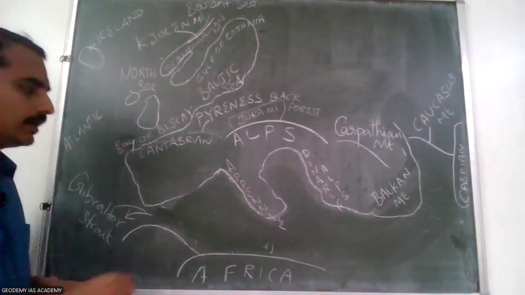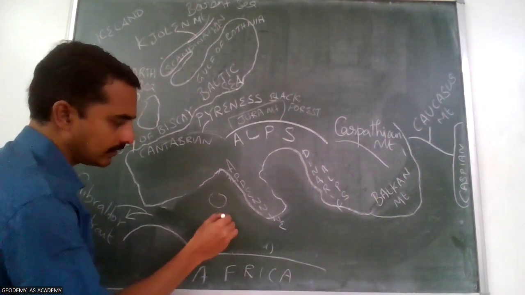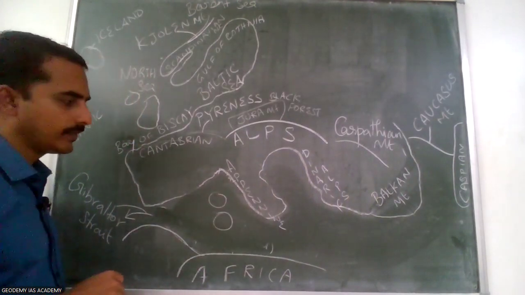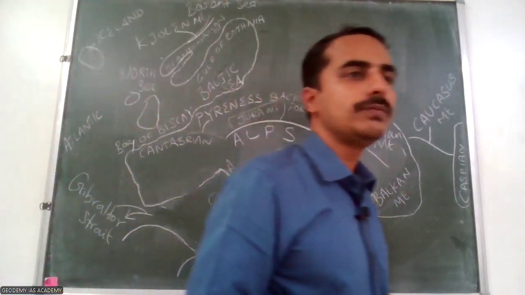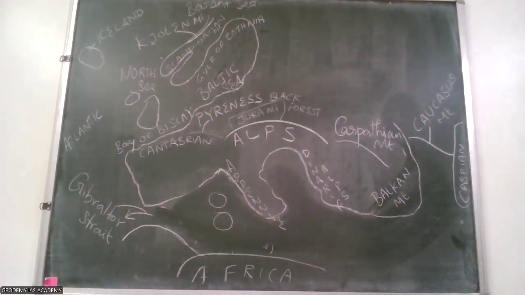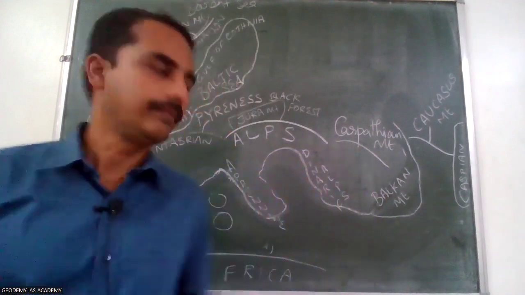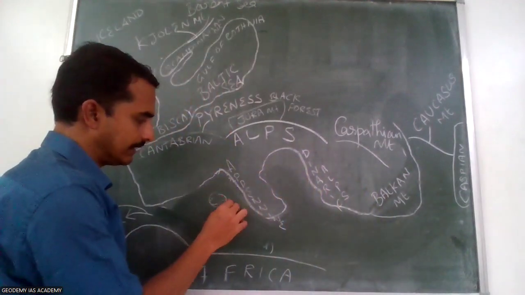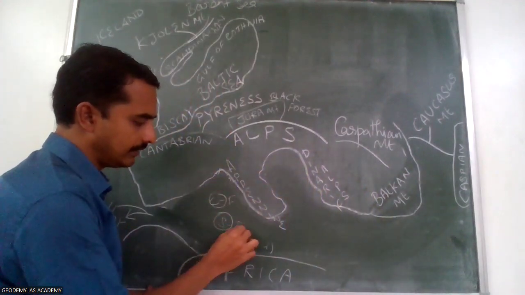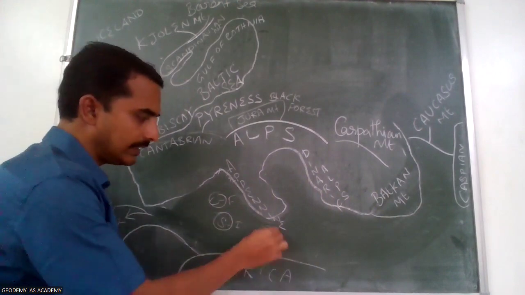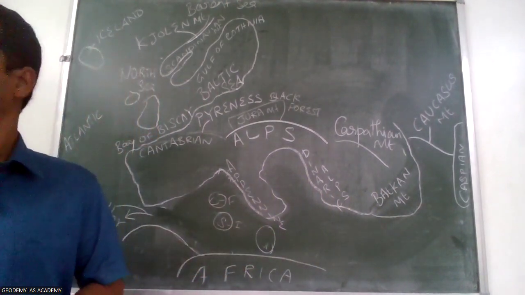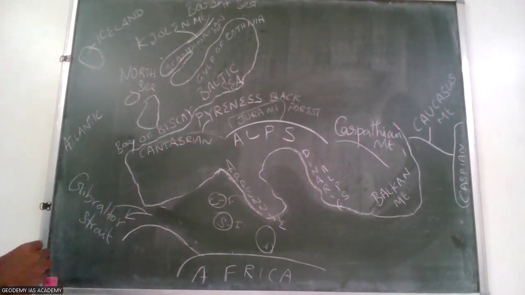Here we saw two islands, Corsica and Sardinia. Those belong to France and Italy. Sardinia Island belongs to Italy. Corsica Island belongs to France. Here, Corsica, France. Sardinia, Italy. And Sicily Island, Italy. Mount Etna, volcanic. Okay, that's all.